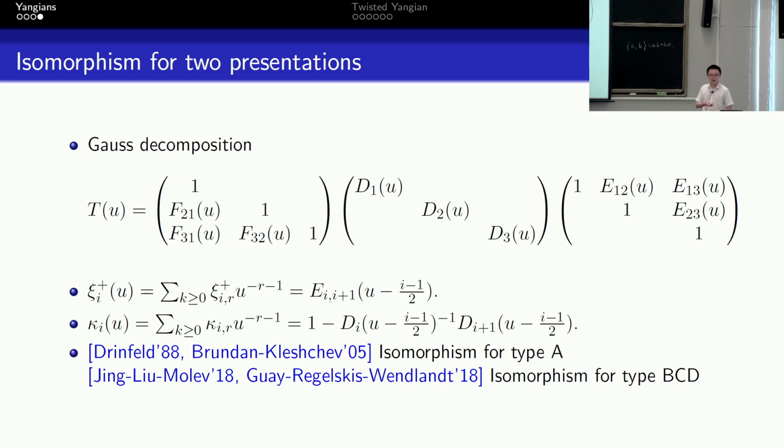This isomorphism was stated by Drinfeld. If you want to look at a detailed proof, you can look at the Brundan-Kleshchev paper for type A, and for type BCD, you can look at Jing-Liu-Molev's paper for details.